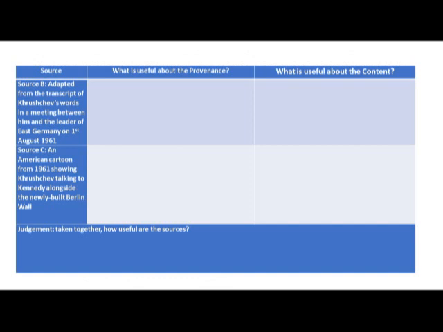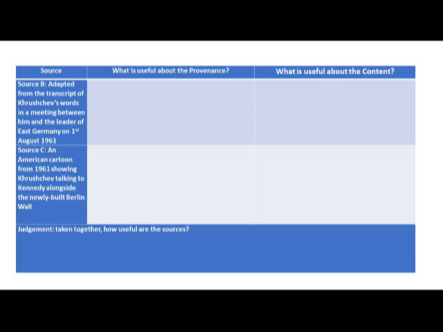So have a go at planning an answer to this question. What we must do is explain the uses of the provenance. What can we learn about the provenance? Then we need to explain the uses of the content. How does the content give us an insight into the building of the Berlin Wall?